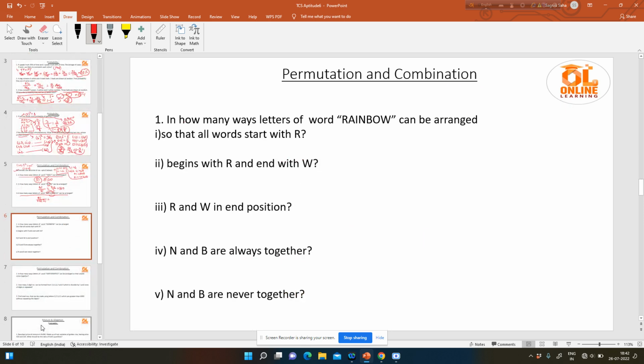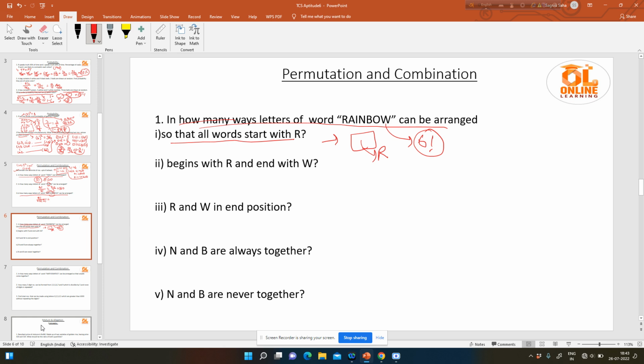In how many ways can the letters of the word rainbow be arranged? So all words start with r, so we are fixing the first letter, that is it should be r. Other than r, how many letters are there? 1 2 3 4 5 6. So we can arrange them in any way, in 6 factorial ways.